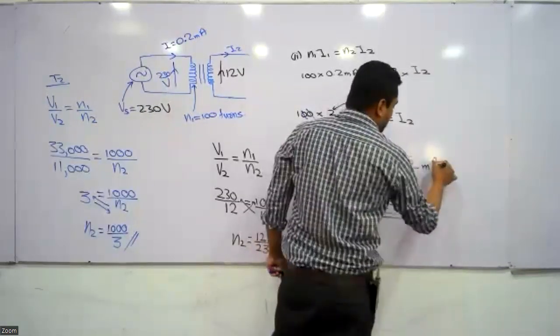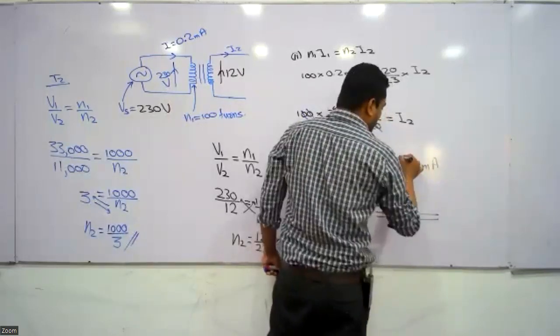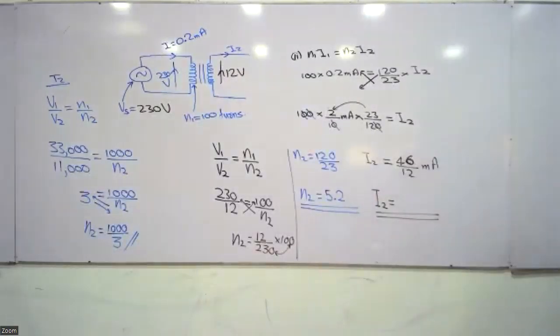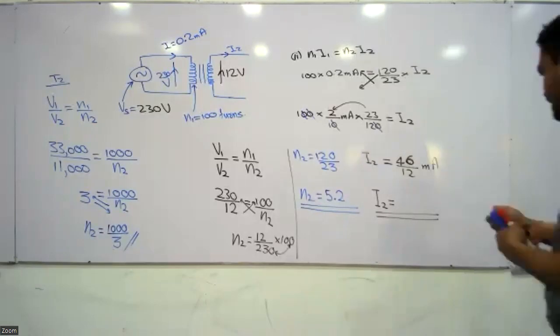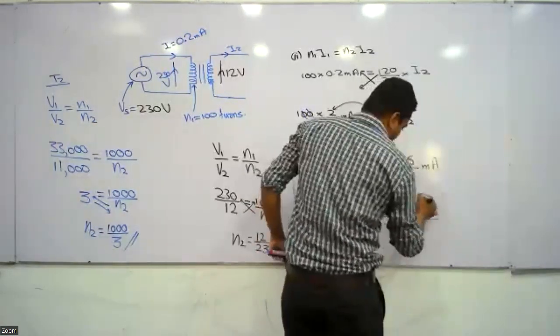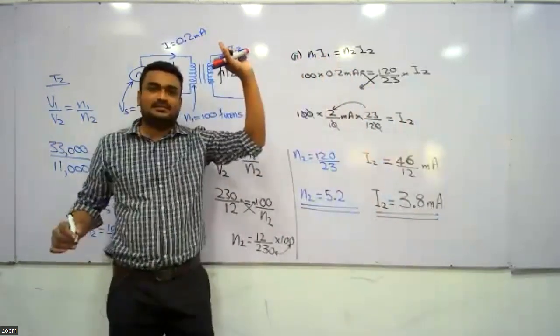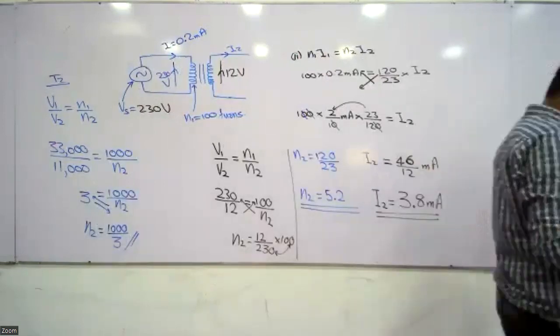Who got the answer up to this level? Sorry, I made a mistake. Who got the answer up to this level? Right. Now, what will happen if we divide 46 by 12? If we divide 46 by 12, 3.8. The current is 3.8 milliampere approximately. You got the answer even up to this level? Right, very good. Complete.